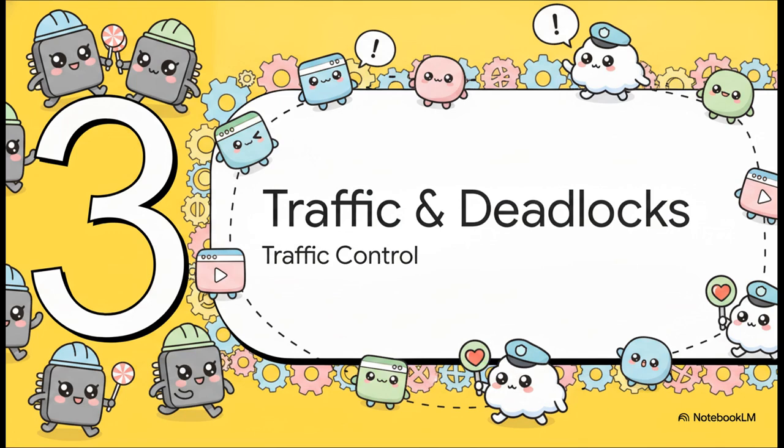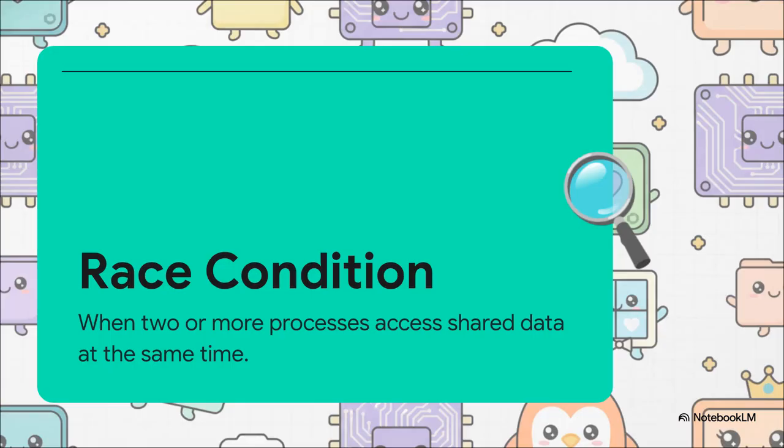All right, part 3, traffic control and deadlocks. Moving out of the processor, we step into the collision zone. With so many threads and processes zipping around, the OS has to actively prevent multiple programs from crashing into each other. Because if that coordination fails, you get a race condition. This happens when 2 or more processes try to grab the exact same shared data at the exact same time.